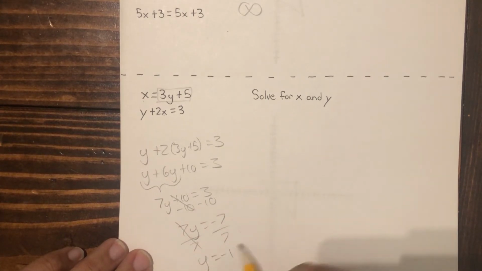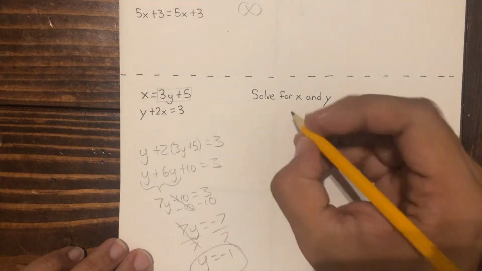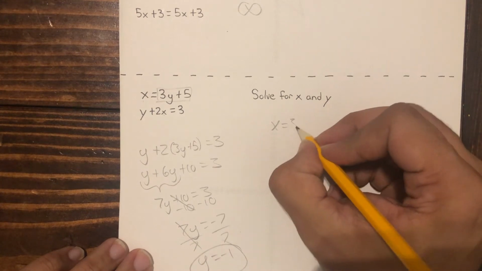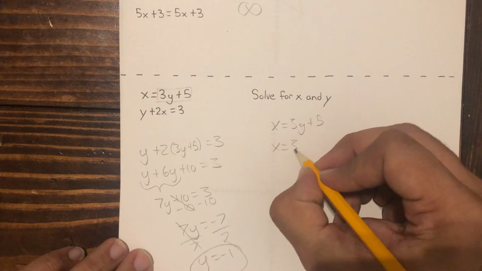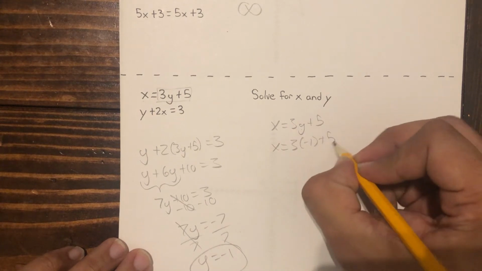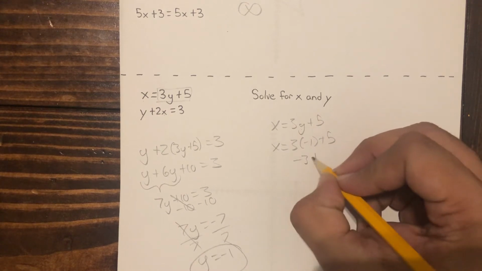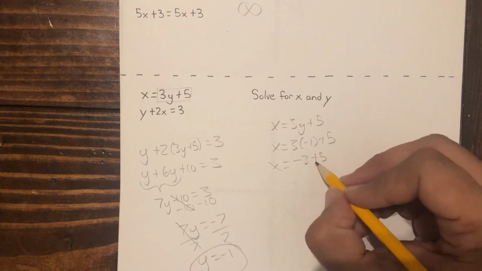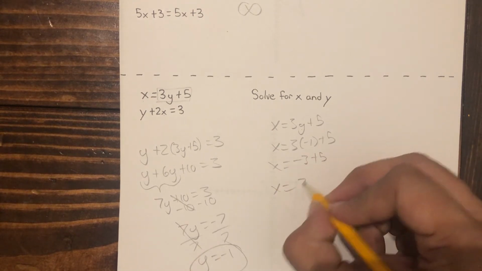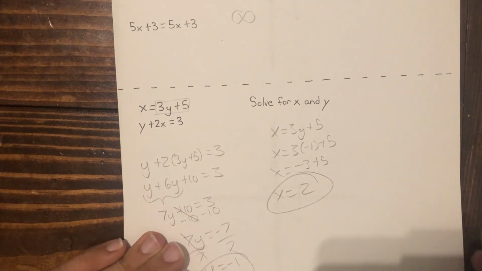Y equals negative 1. If y equals negative 1, I can plug it into the original problem, because x equals 3y plus 5. So if y is negative 1, it's going to be 3 times negative 1 plus 5. So that's going to be negative 3 plus 5 equals x. And that'll be x equals 2. Okay? All right, let's go to the next one.